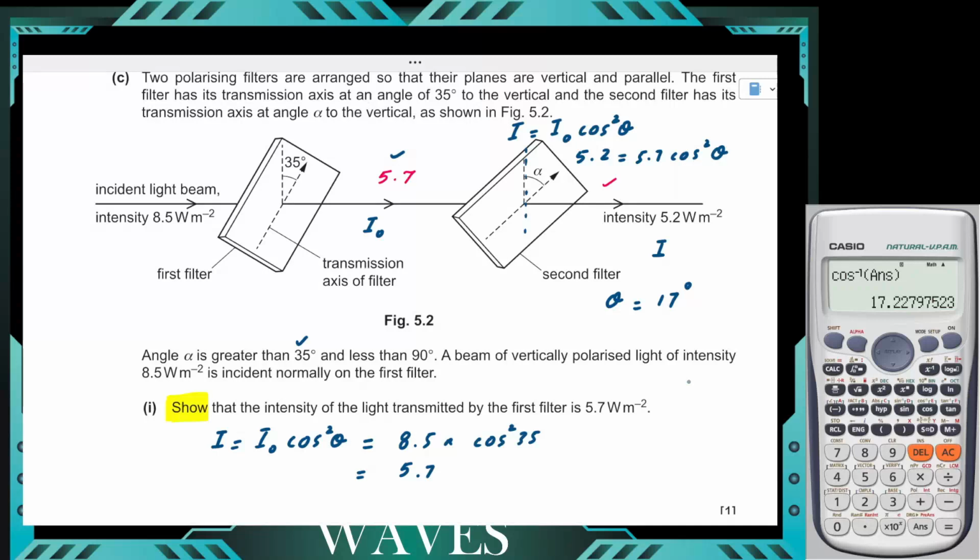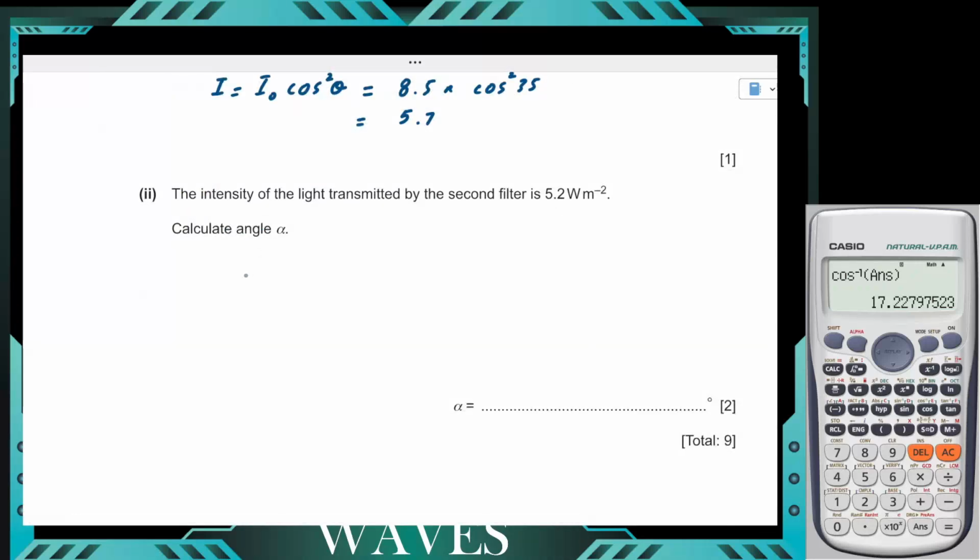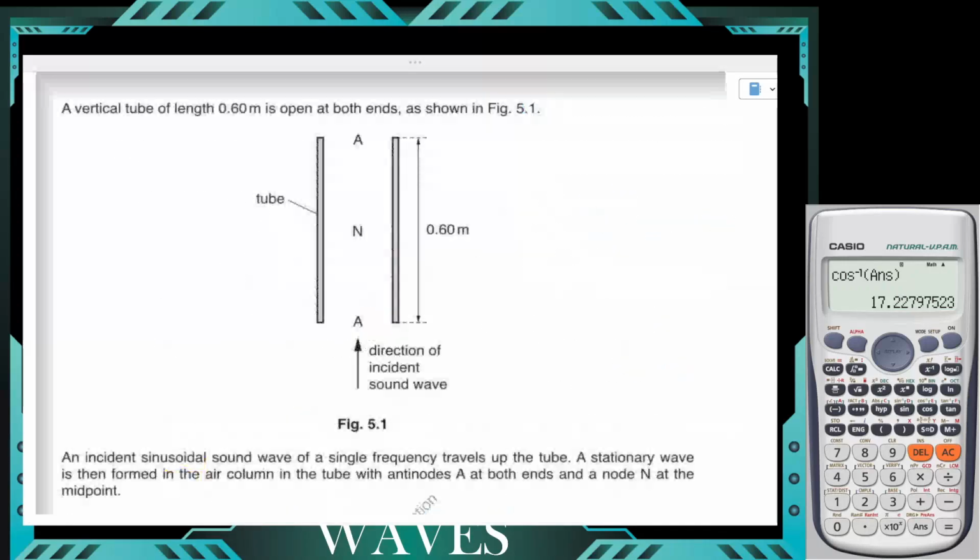Like I said, this angle 17 degrees is with respect to the first one, because whenever you apply Malus's law for the second filter, the angle is with respect to the previous filter. But since we need to find the angle from the vertical axis, we have to add the previous angle of 35. So 17 plus 35 should be 52 degrees. So are we clear with this one?